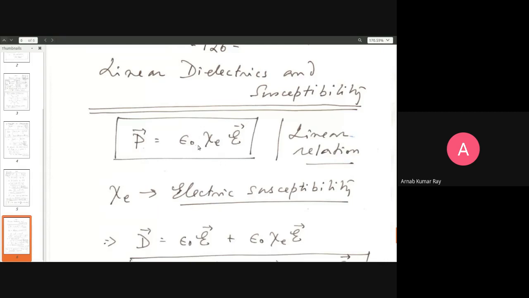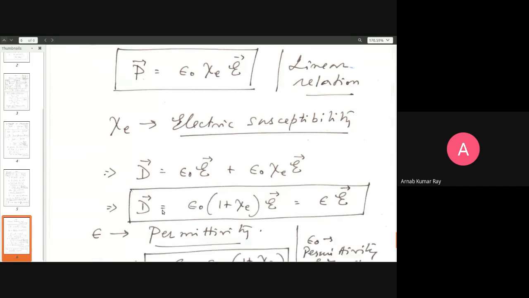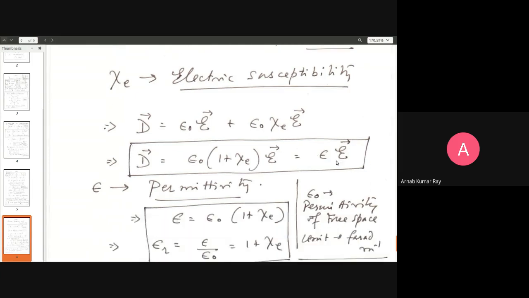To give a separate meaning to P, I capture these separate properties of P in a dimensionless quantity known as electric susceptibility. Therefore, D, the electric displacement vector, is written as epsilon naught into E plus epsilon naught into this dimensionless quantity into E. These two things must be dimensionally compatible. So the next thing we do is D is equal to epsilon naught into 1 plus chi E into the electric field E. And this quantity, epsilon naught into 1 plus chi E, is captured as a total epsilon without the naught.